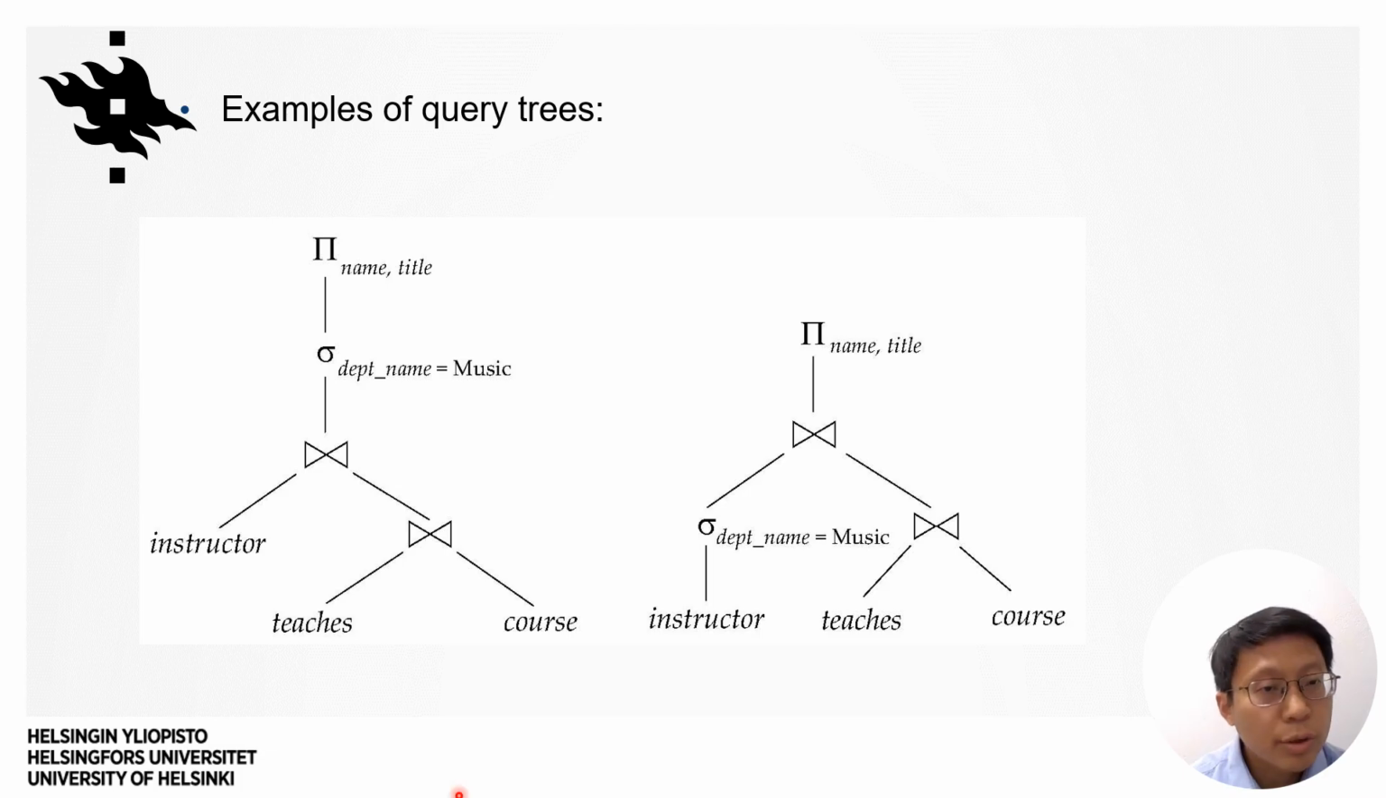This slide shows two examples of the query tree, which include different operators. In these trees, there are two tables, teachers and course, that do the join. Then they will continue to join with instructor. Then the sigma shows the selection based on the department name, and finally do the projection for the name and the title attributes.